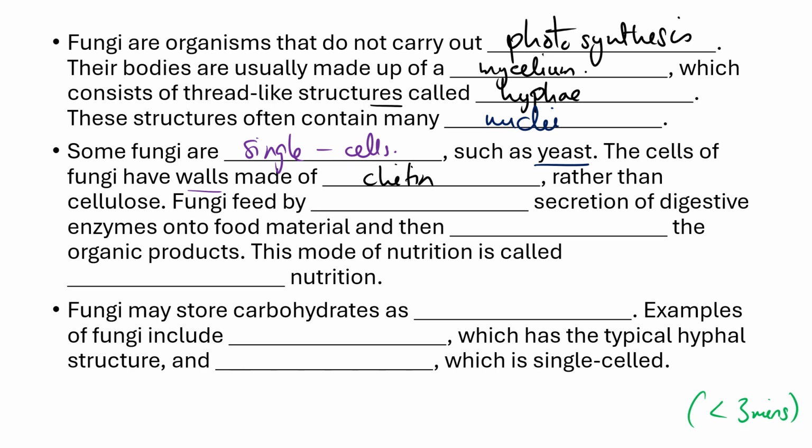enzymes onto food material and then absorbing organic products. Now I should have pinpointed actually in the previous slide, they're extracellular. Any ideas what extracellular means? Well, extracellular means it's outside the cell onto the food material, and then they absorb. Okay, what was this term called? What was this mode of nutrition called? Well, it's called saprotrophic nutrition.